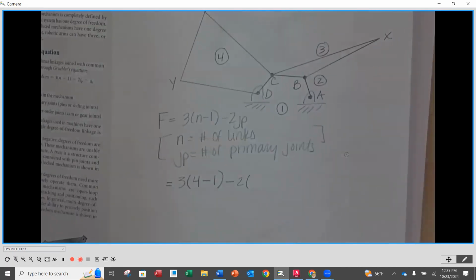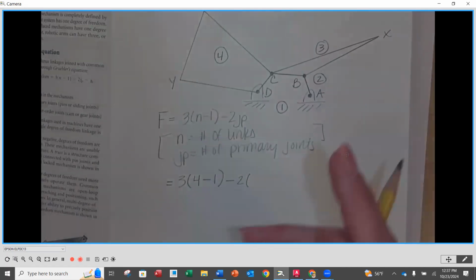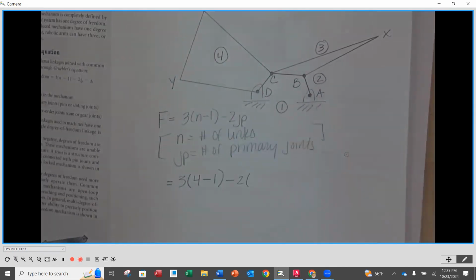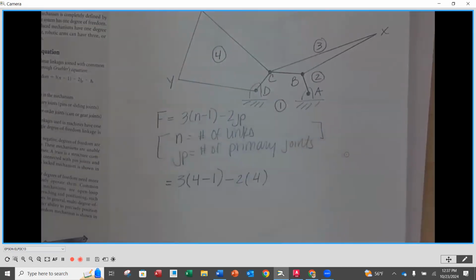So my primary joints are the pins, all the pins in this case. So any letters that you have. So there's A, B, C, and D. That's 4 primary joints. So that's going to be 4 right there.